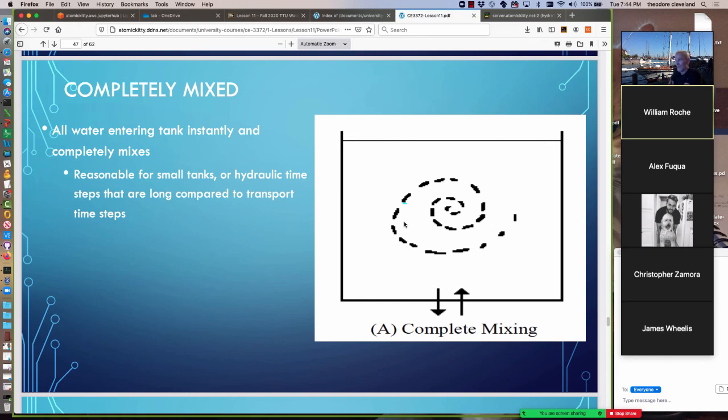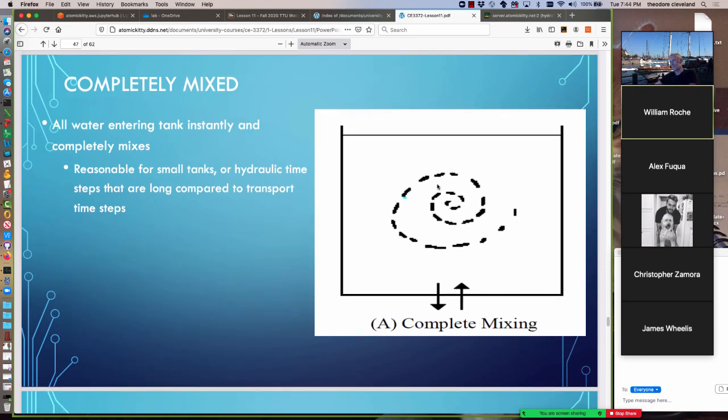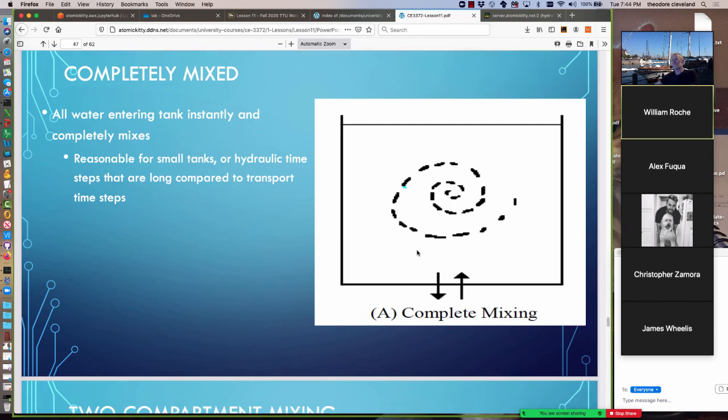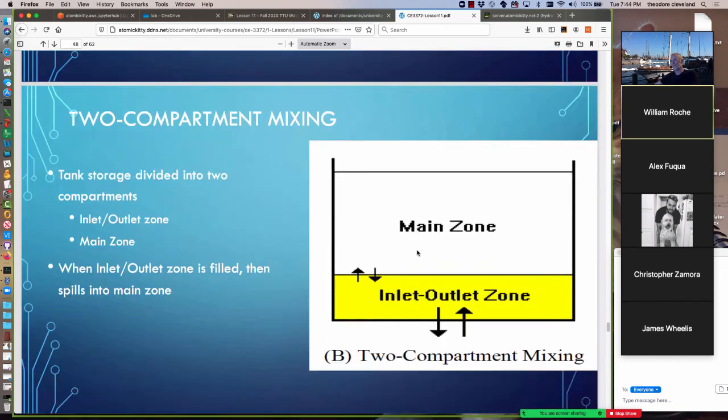Lake Allen Henry, a complete mixing model would be absurd for the lake given the size of it, but it might be appropriate for certain constituents because the complexity of trying to describe the different constituent concentrations in different parts of the lake may not justify the information that we would get from making that investigation. So complete mixing is a pretty common model for tanks.